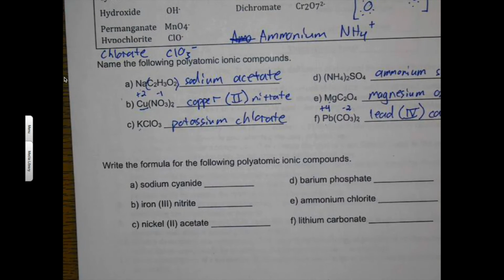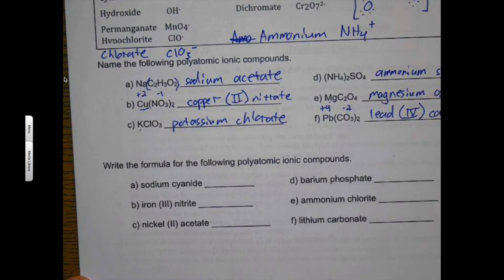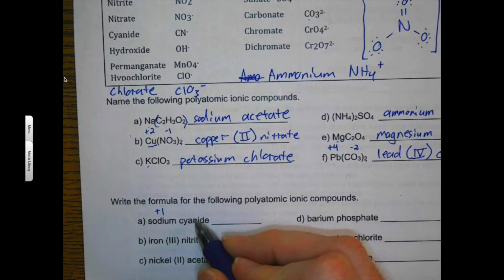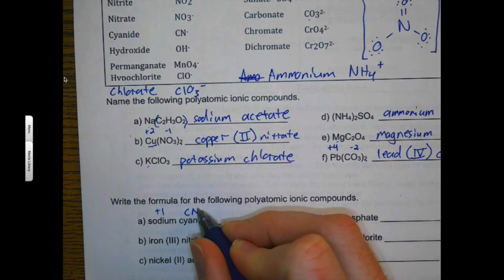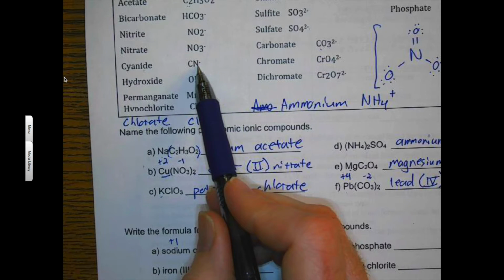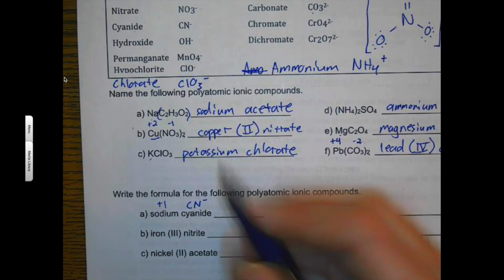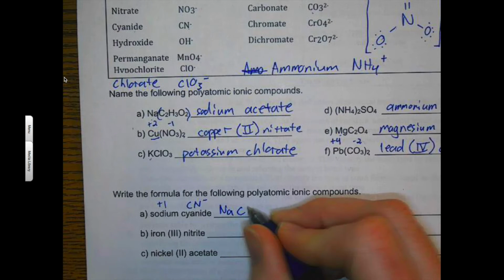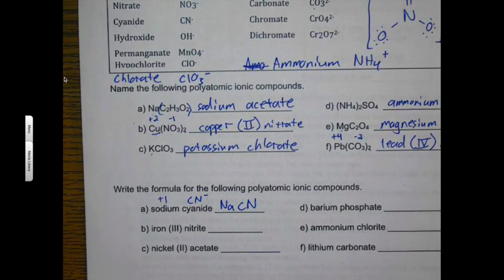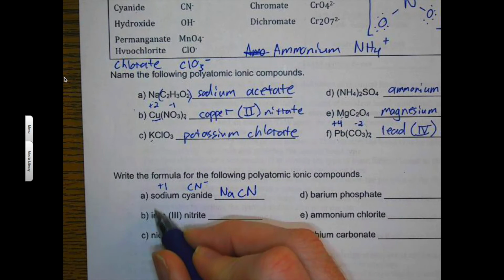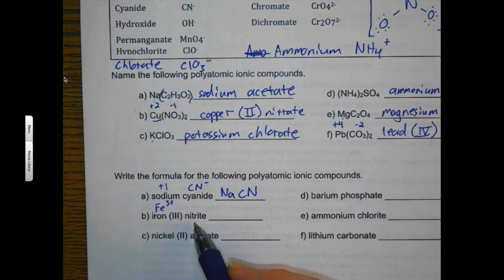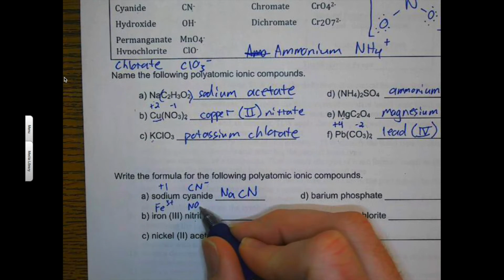Let's try the bottom part. Here's sodium cyanide. So sodium is +1, and then cyanide, that is CN, and that's a minus charge. Okay, that's this guy. So sodium cyanide is NaCN. The positive one and the negative one cancel out. We'll just call it NaCN. So iron 3+, iron 3 plus. And then nitrite. Nitrite is NO2 minus.